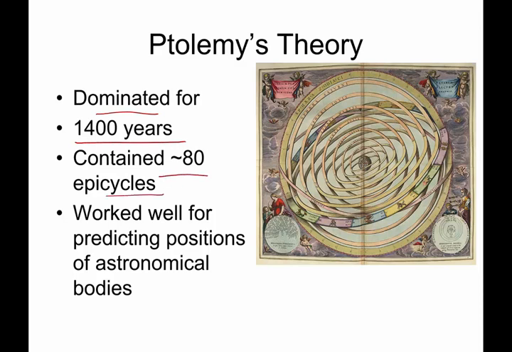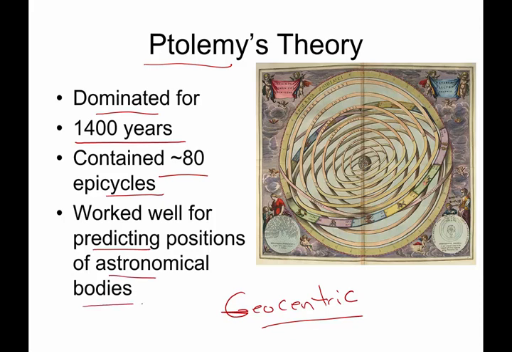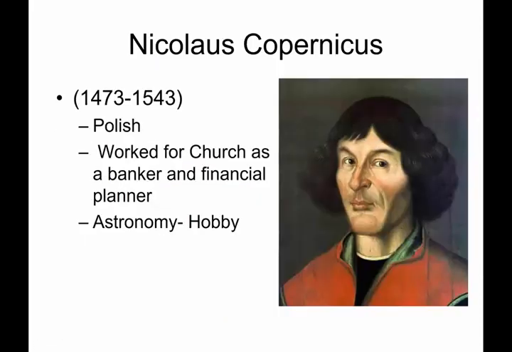I think in a previous slide I said about 300. That number, I apologize, I probably had the 300 wrong. The thing about Ptolemy's geocentric theory is that it actually works. It works very, very well for predicting the positions of astronomical bodies and planets and things like that. But it's very, very complicated.